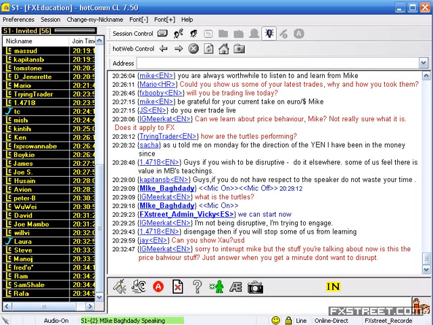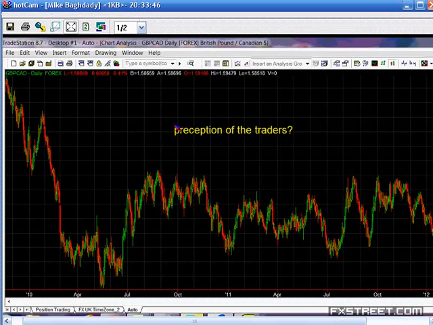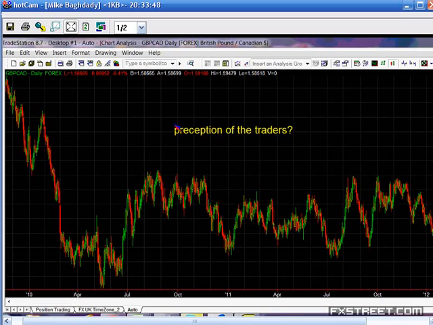This behavior is because it is based upon the perception of the traders. So what you're trying to find out is the perception of the traders. If traders perceive that there is value, therefore they're going to start to buy. If they perceive that there is no value, they are going to start selling.